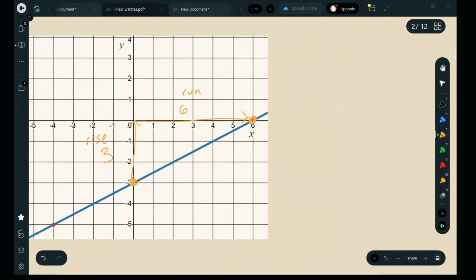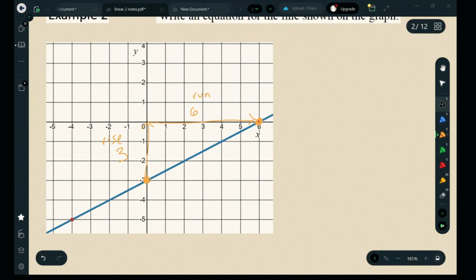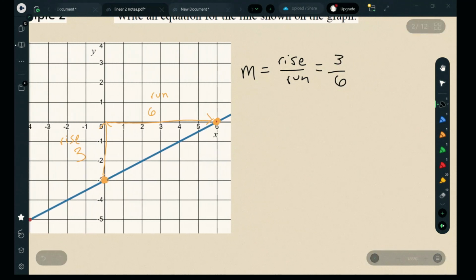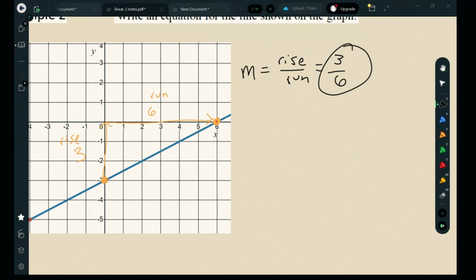So now I can write my slope m equals rise over run. My rise is a 3, run is a 6. Okay, that's my slope. Can we simplify that fraction? We can. The top and the bottom can both be divided by 3. So this is going to simplify to 1 over 2. The slope here is 1/2.